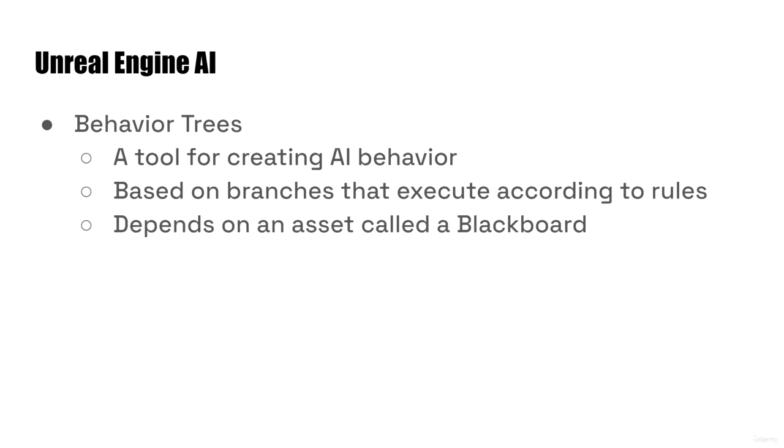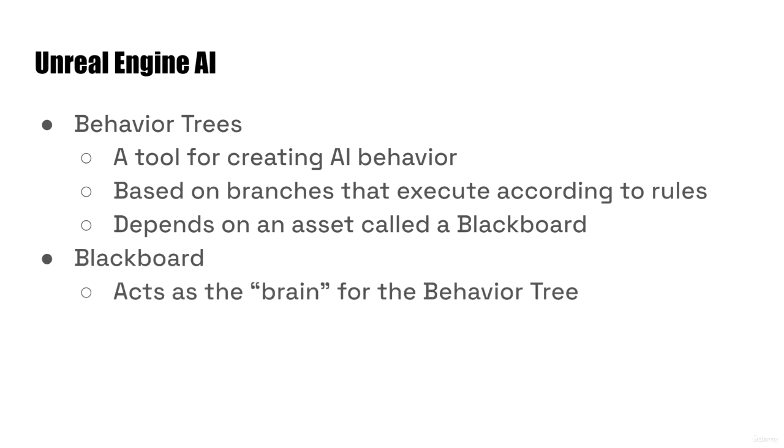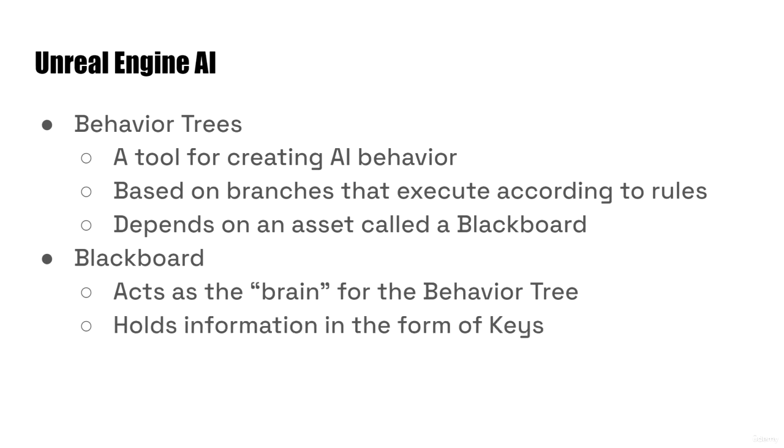The behavior tree depends on an asset called a blackboard. A blackboard can be thought of as the brain of the behavior tree. It holds information in the form of keys. Keys are user-defined, and they're sort of like variables. They have their own types, and these hold values that the behavior tree references in order to make its decisions.